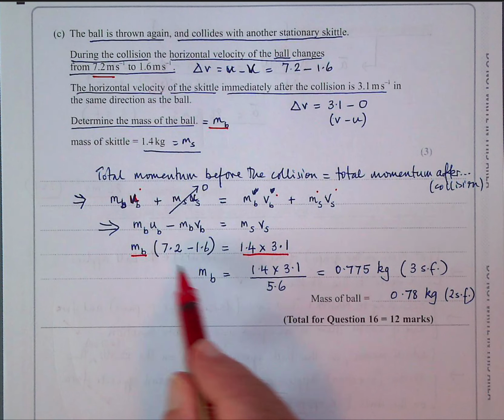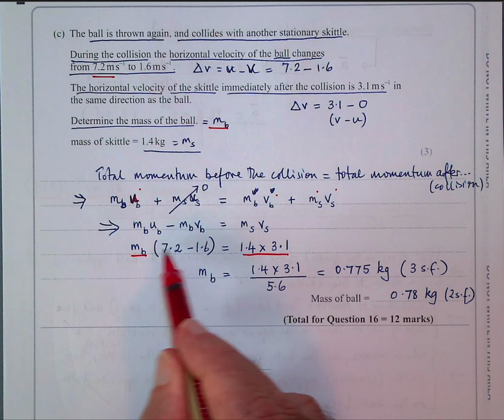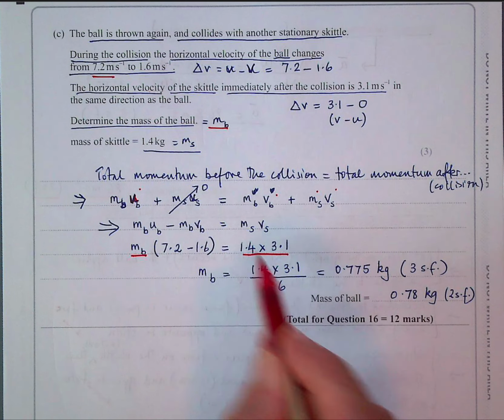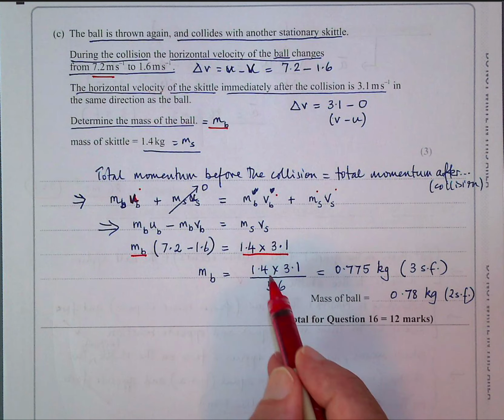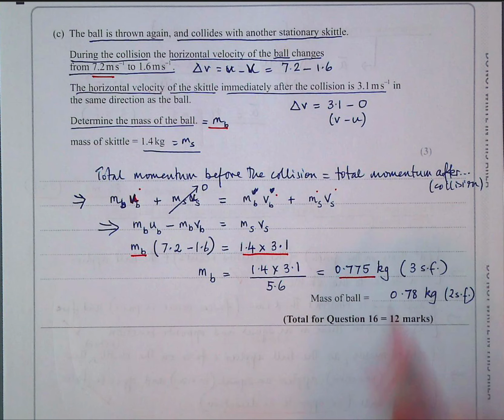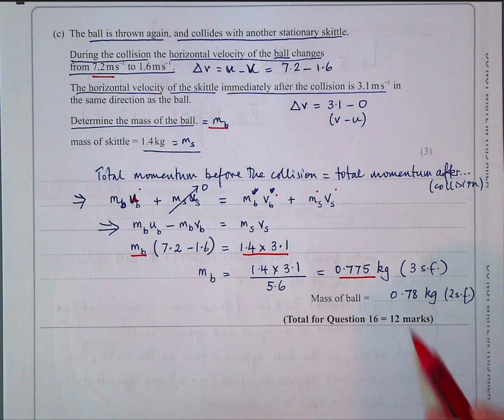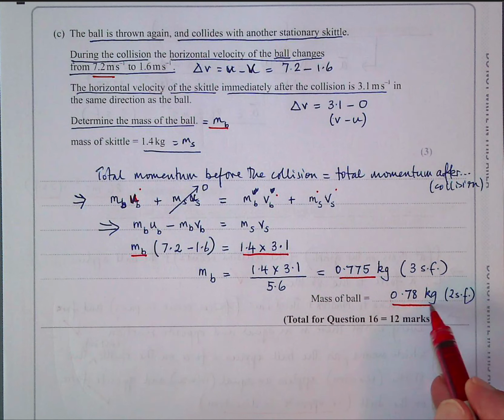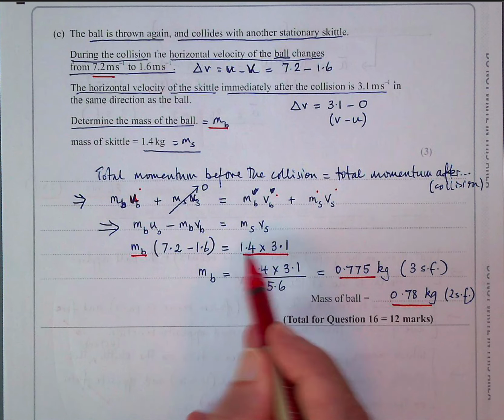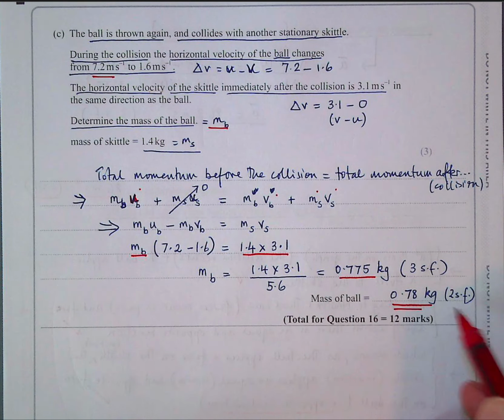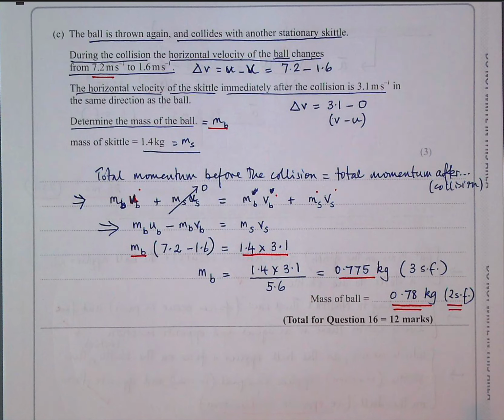The mass doesn't change, so we can then divide by the 7.2. We can put this on the denominator, which is 5.6, multiply it out to 3 significant figures, and you get 0.775. If you want to round it up to 0.78, most of the values are given to 2 significant figures, so you probably should put it to 2 significant figures in this case. Okay, so that is question 16.